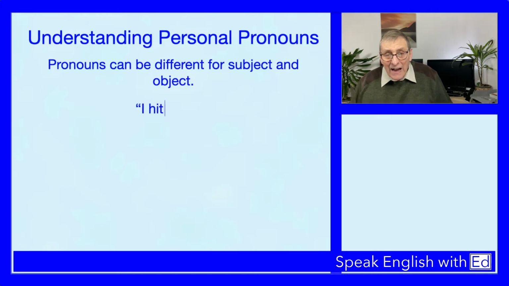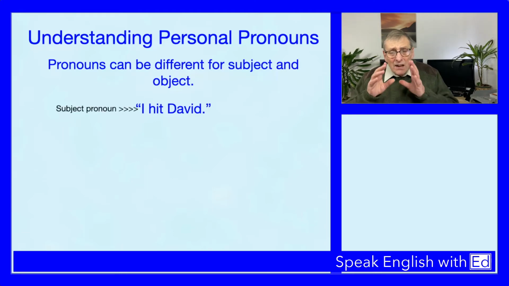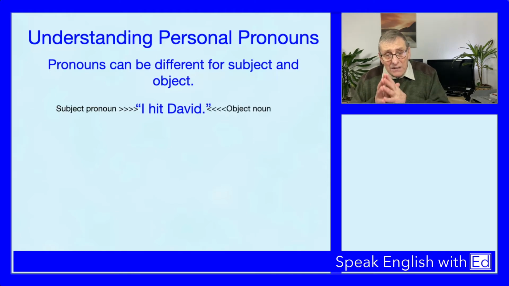In this example here, I hit David. Now, honestly, I don't go around hitting people. I don't hit David, believe me. This is just a sentence. So you can say, I hit David. Now, in this sentence, the subject is I, it's me, the speaker. And you can use a pronoun because you know who the speaker is. You know who he's talking about. And David is down as a noun because you don't know who David is. Until I tell you, you don't know who David is. Now you do. You know who I'm talking about. You know who I'm hitting, and it's David.